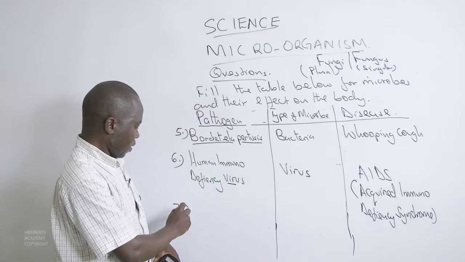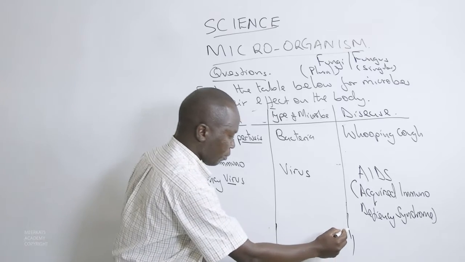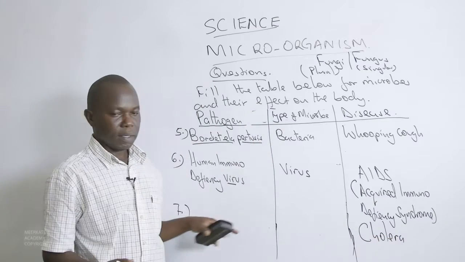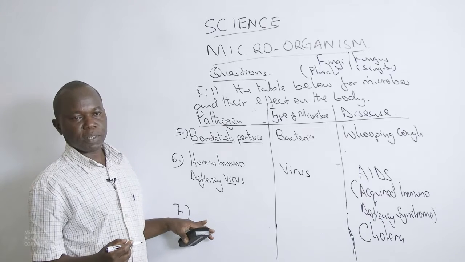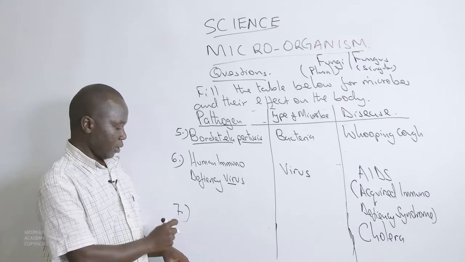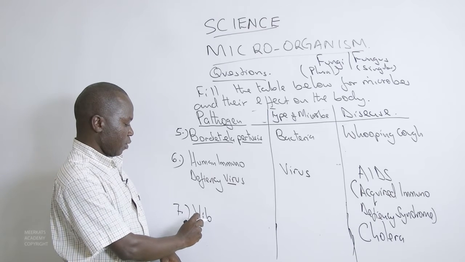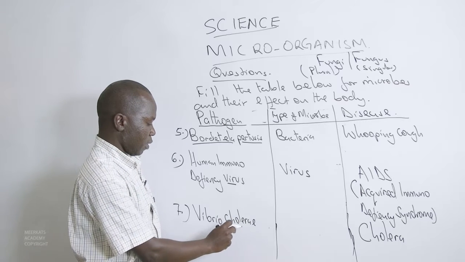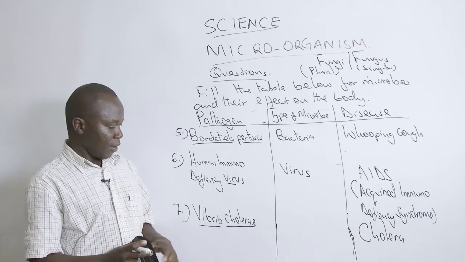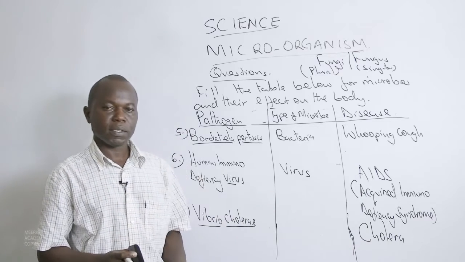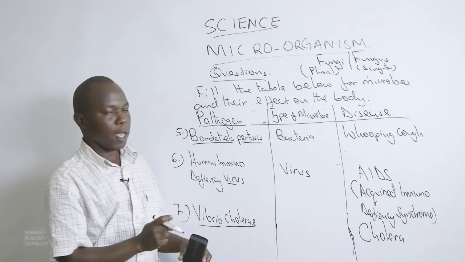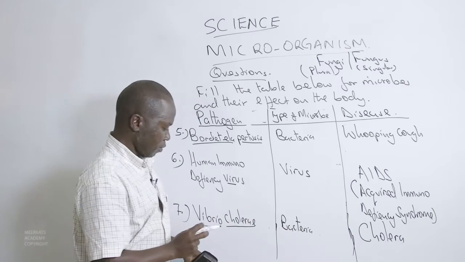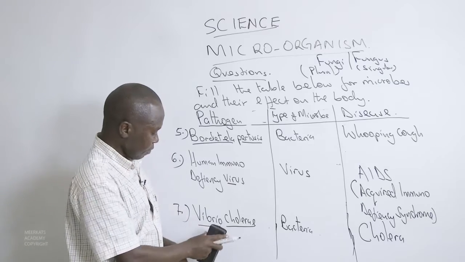And then we can start from this side. A disease, cholera. Then we go backwards, or we identify the pathogen. Pathogen that causes cholera is called Vibrio cholerae. Vibrio cholerae causes a disease called cholera. And then the type of microbe, that is a bacteria.